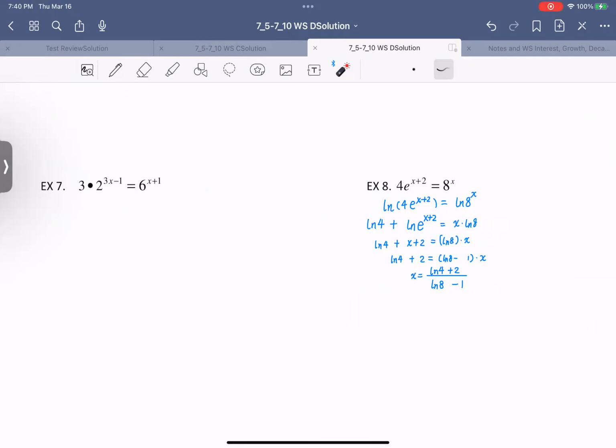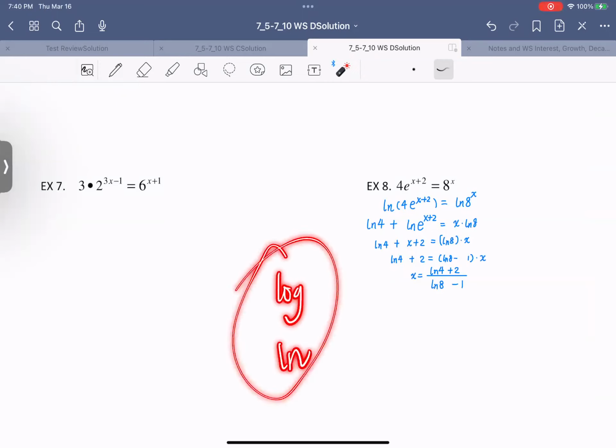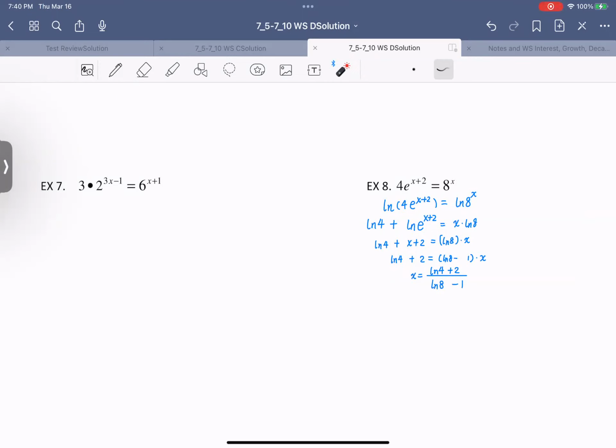You might wonder, if I choose log base 10 or natural log, do I get the same answer? Yes. When you get the decimals, you will have the same answer if you do both ways correctly.